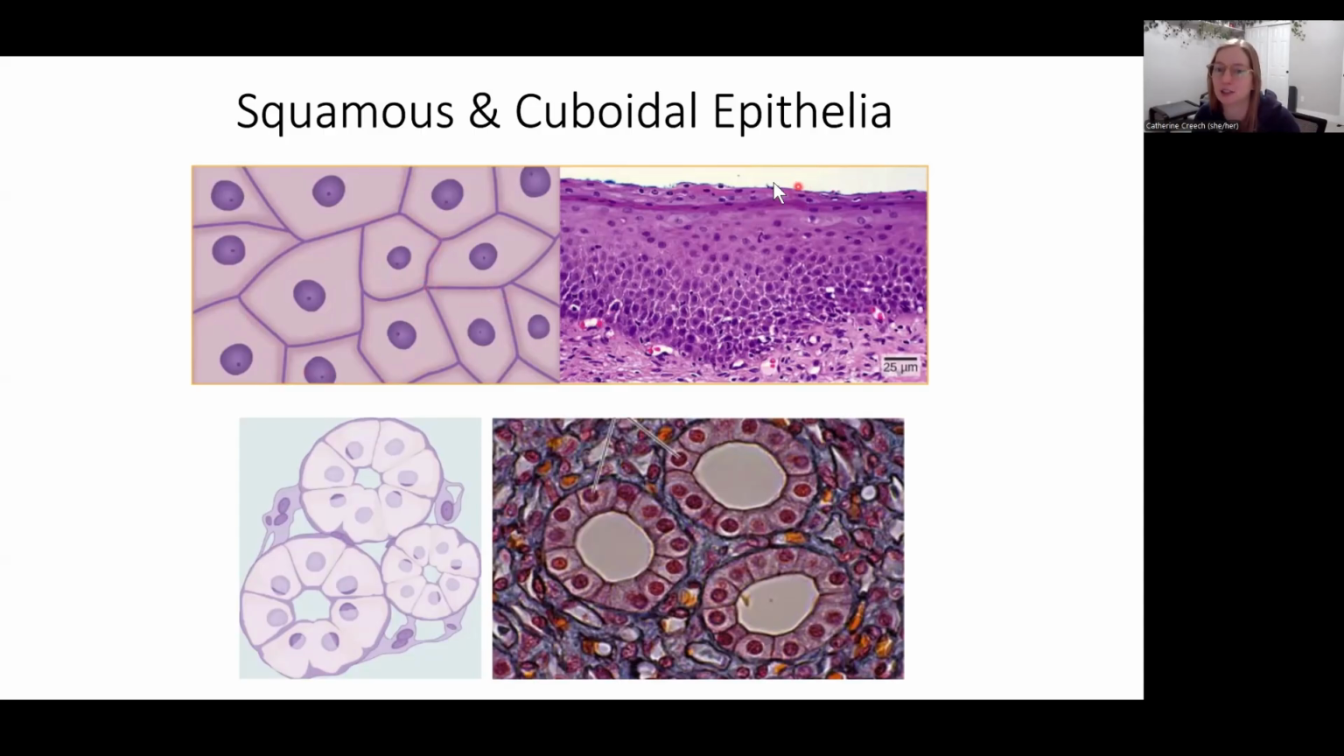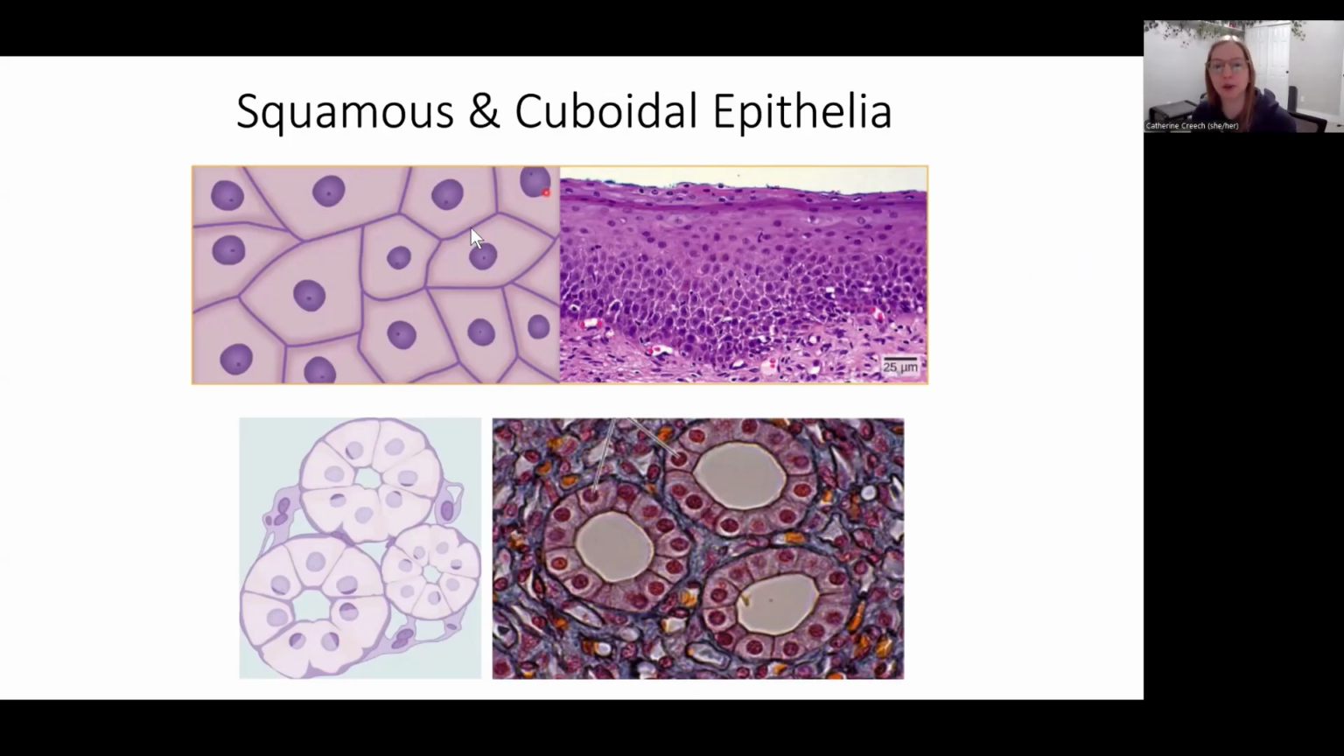This is stratified squamous epithelia. This is going to be someone's skin. So this is the epidermis. Here's the layer that's going to be more waterproof and protective. And then you have lots and lots of squamous cells all the way to the bottom. This is separating your epidermis from your dermis below. And so these cells are constantly being grown because we shed our skin pretty regularly.